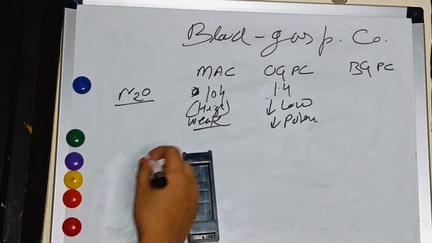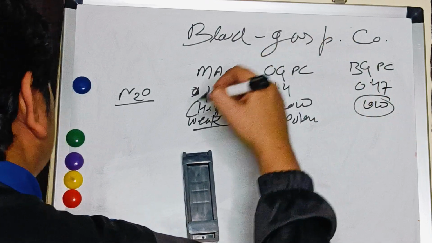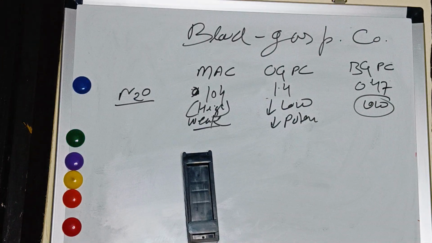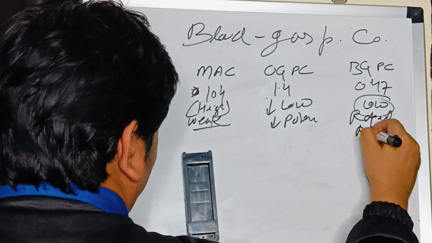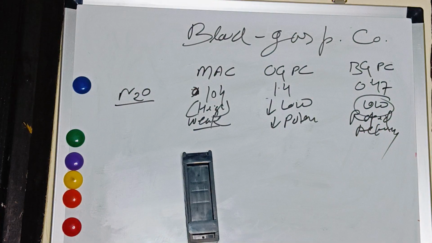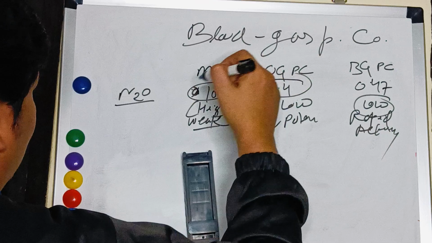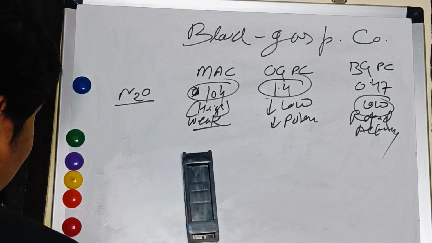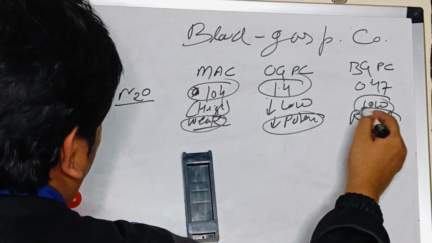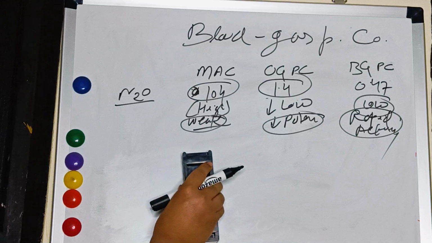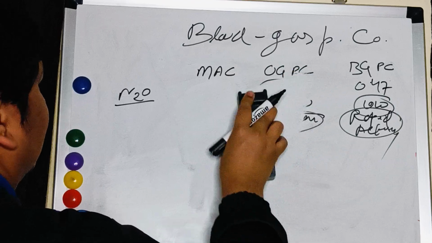Blood gas partition coefficient is 0.47. It's also a low value. So a low value means it is rapidly acting. On the one hand, it has a very high MAC value and a very low oil gas partition coefficient of 1.4, a weak anesthetic with low potency, but it's very rapidly acting. So its onset and offset will be very fast.